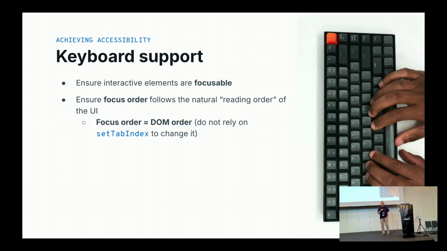There is this set tab index API in Flow that you can use to provide a different tab index to override the default position of that element in the DOM order. I don't have time to go into the details, but I'll just say don't do that. Instead, try to restructure your UI if needed so that the DOM focus order makes sense.